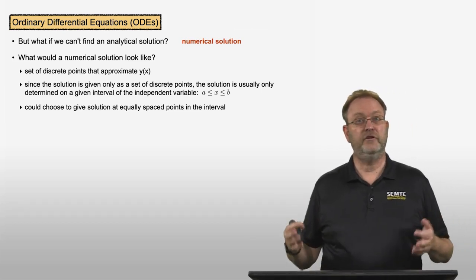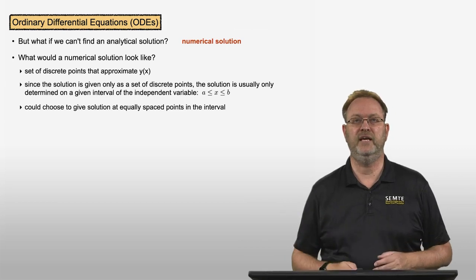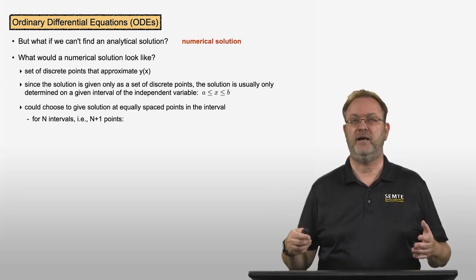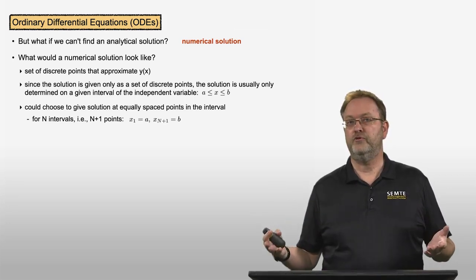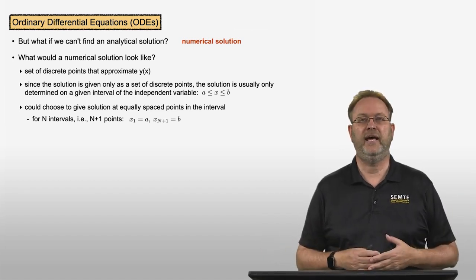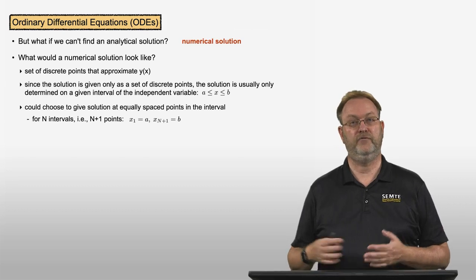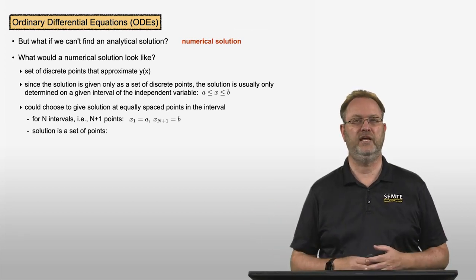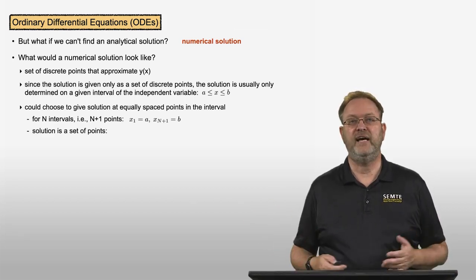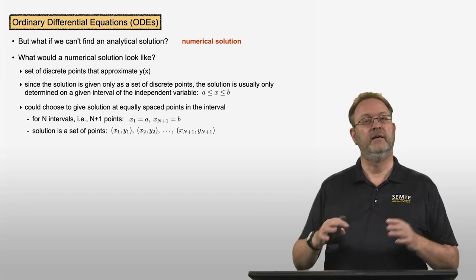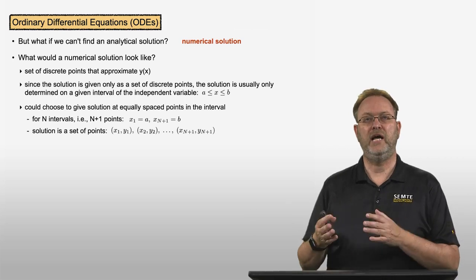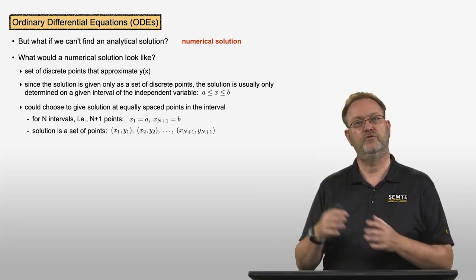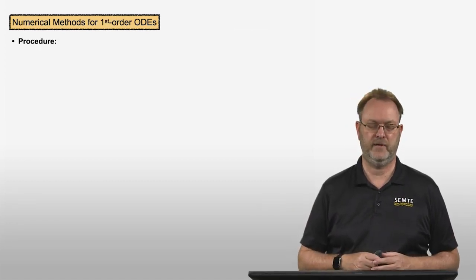Now, we can choose to give the solution at equally spaced points in the interval. So, for example, if we had uppercase N intervals, that would mean we have N plus 1 solution points, where the first solution point x1 would be at the left bound of the interval a, and the very last point of the independent variable, x sub N plus 1, would be equal to the right bound of the interval b. And then the solution is a set of data pairs x1, y1, with y1 being the approximated value of the solution function y at x1. Then we have x2, y2, all the way to x sub N plus 1, y sub N plus 1.